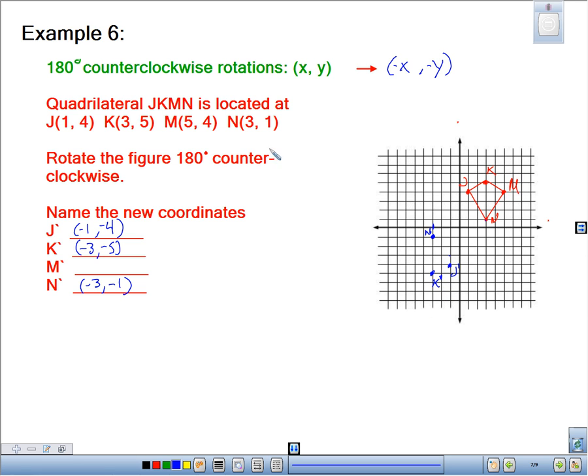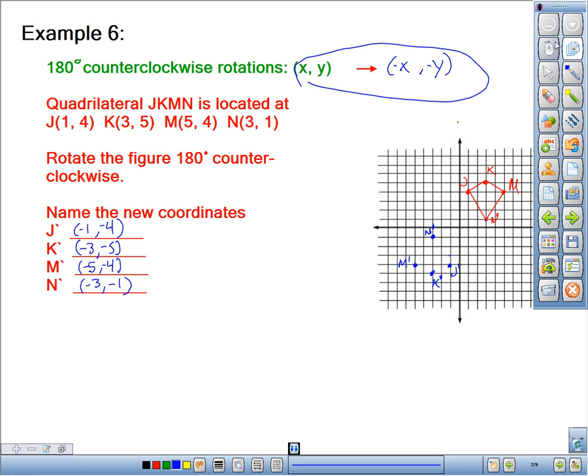How about M? M was at 5, 4. We'll again use the opposites. Remember our coordinate notation there. So negative 5, negative 4. So negative 5, and then let's see, 1, 2, 3, and 4 puts me right there. M prime. Let's draw the lines in. Do them in the right color. And there we are. So let's make some observations.